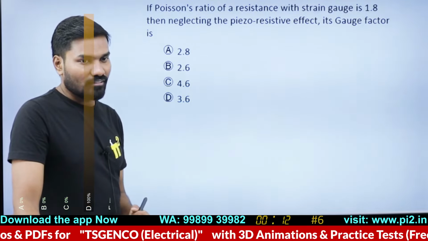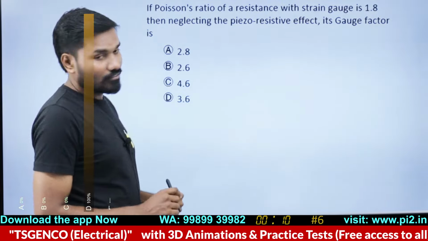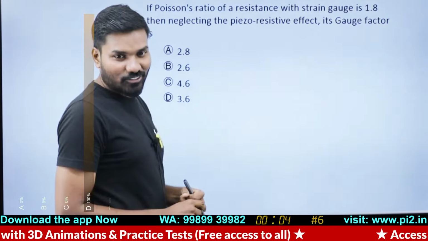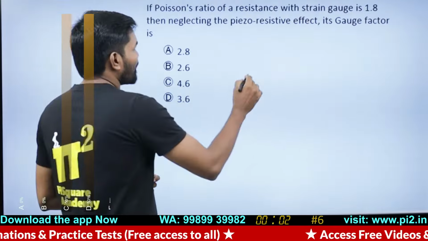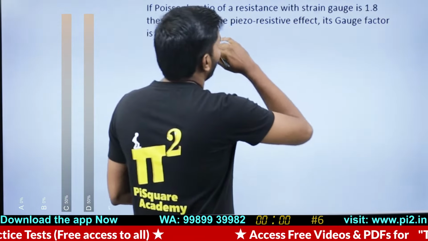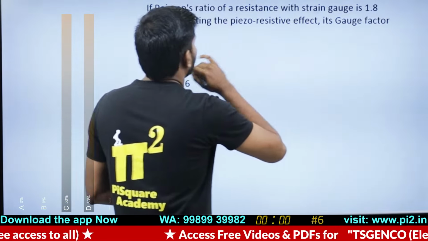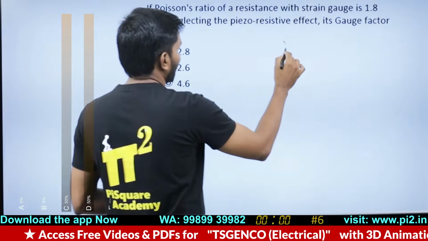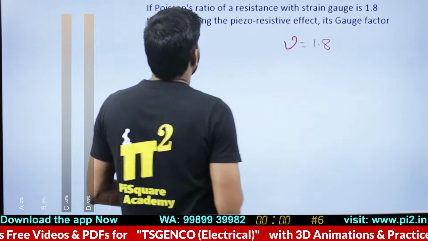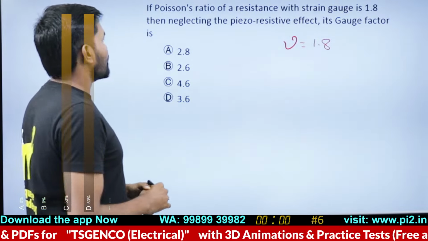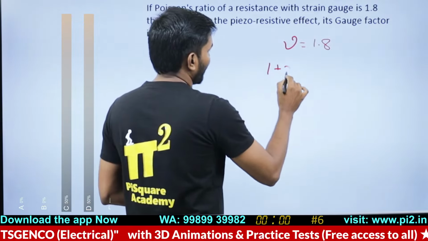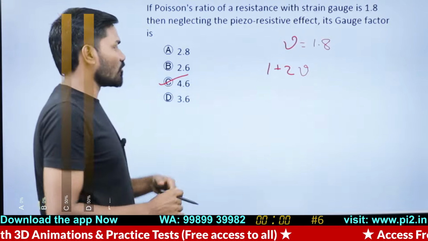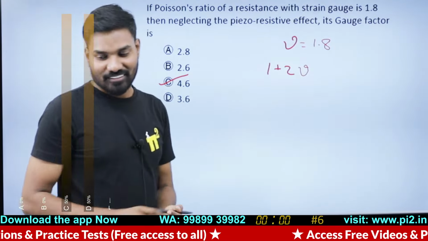Answer is... You don't know the basic math or what? 1 plus 2V. It is said the Poisson's ratio of a resistance strain gauge is 1.8. Strain gauge Poisson's ratio V is given as 1.8. Then neglecting the piezoresistive effect, the gauge factor is 1 plus 2V. So 1.8 into 2 is 3.6. So 4.6 is the answer, not 3.6. 1 plus 2V, right? I think you're clear.